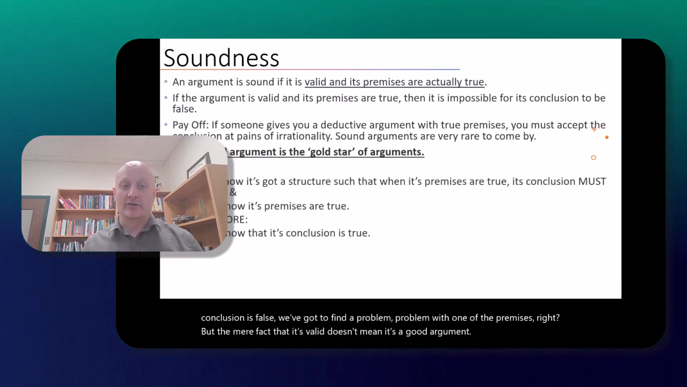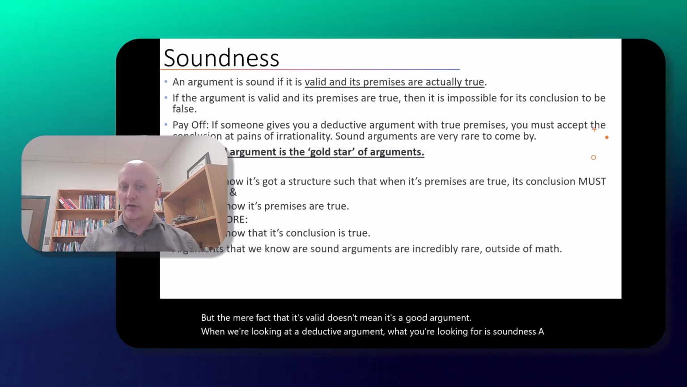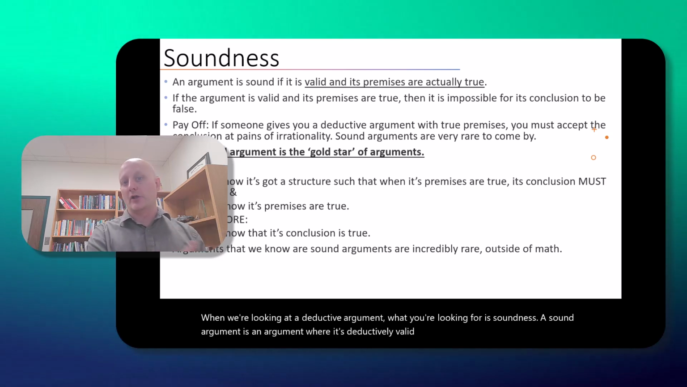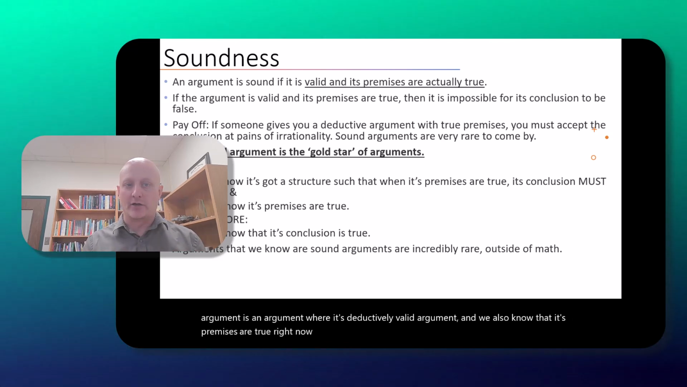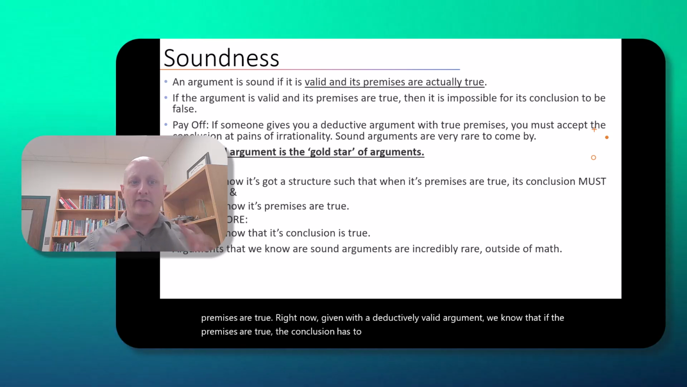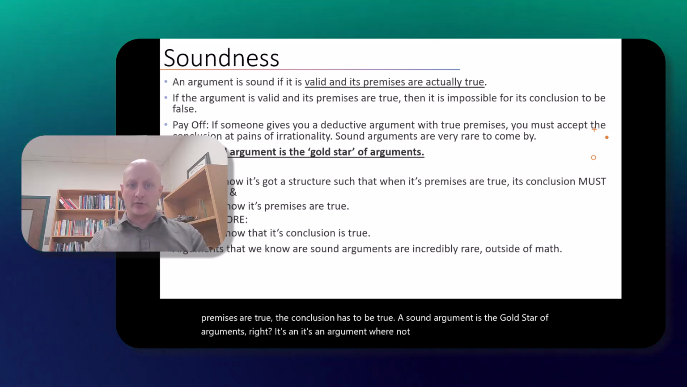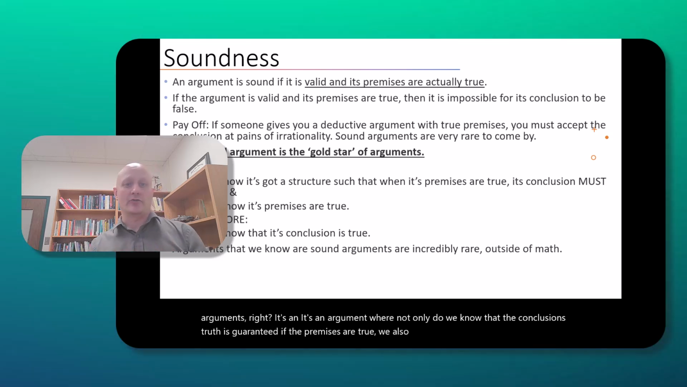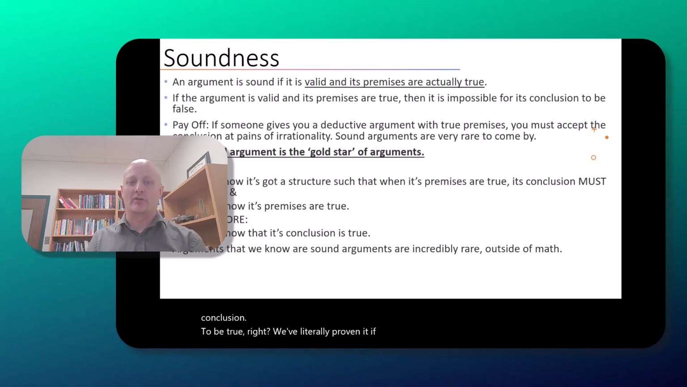When we're looking at a deductive argument, what you're looking for is soundness. A sound argument is a deductively valid argument where we also know that its premises are true. Given a deductively valid argument, we know that if the premises are true, the conclusion has to be true. A sound argument is the gold star of arguments. Not only do we know that the conclusion's truth is guaranteed if the premises are true, we also know our premises are true. So the conclusion has to be true. We've literally proven it if we've got a sound argument.